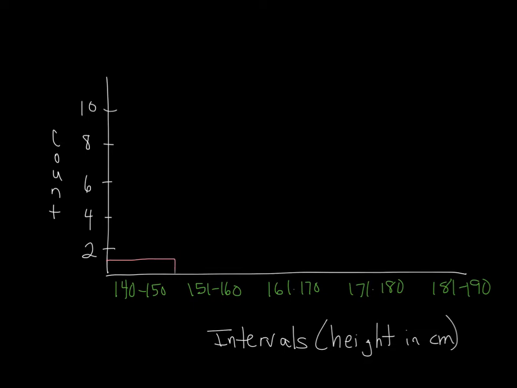My 151 to 160 didn't have a bar because it was 0. My 161 to 170 had 7. So I'm going to go up here to 7, draw my bar. 171 to 180 had 6. So I'm going to be at my 6 mark, and notice I made my bars connect. And 181 to 190, I had 2. Okay? And there would be my histogram for this data.